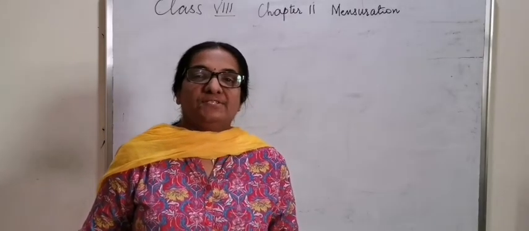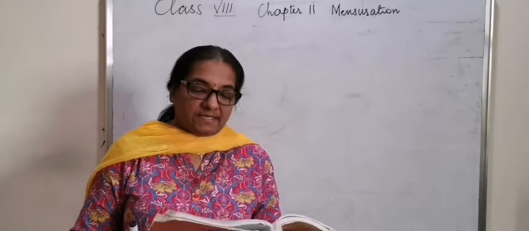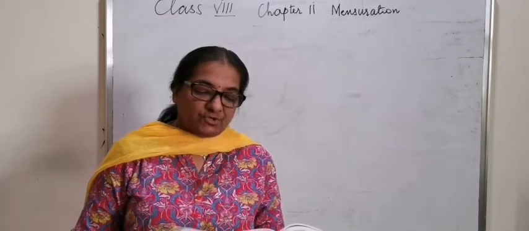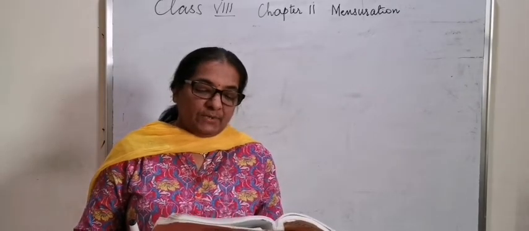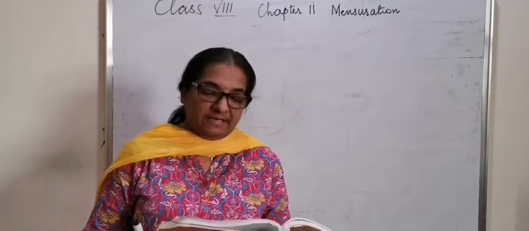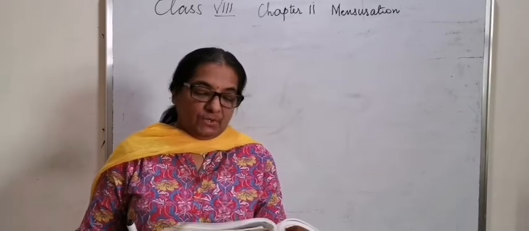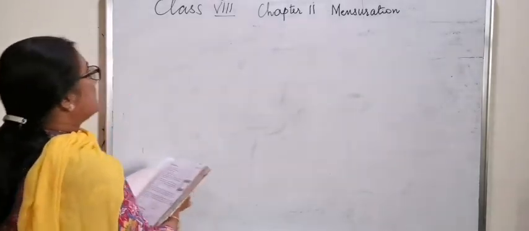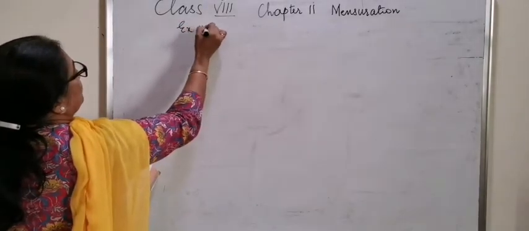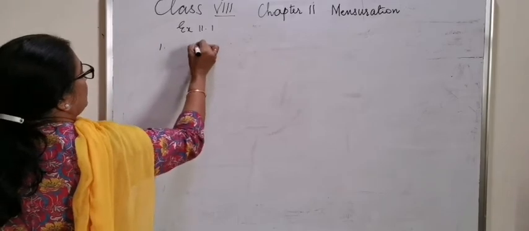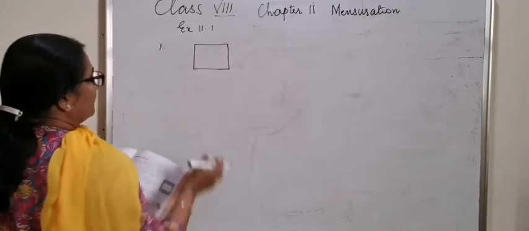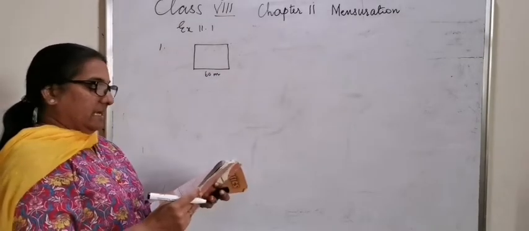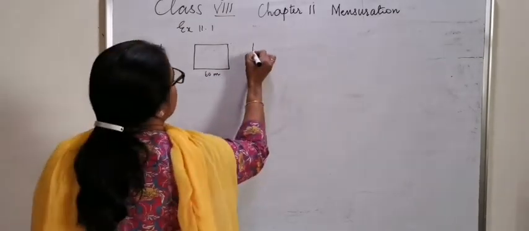Based on these formulas you have learnt earlier, let's start with the review exercise 11.1. First question: a square and a rectangular field with measurements as given in the figure have the same perimeter. Which field has a larger area? In the figure, you can see a square with side 60 meter and a rectangle with length 80 meter.